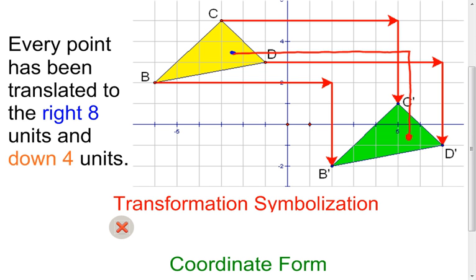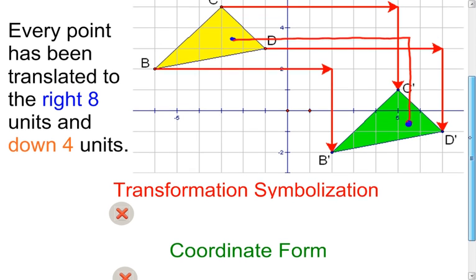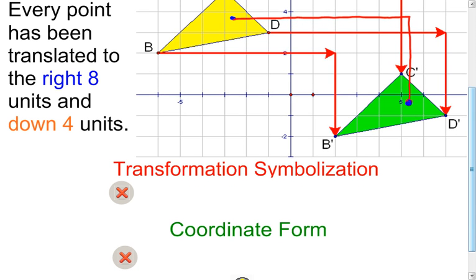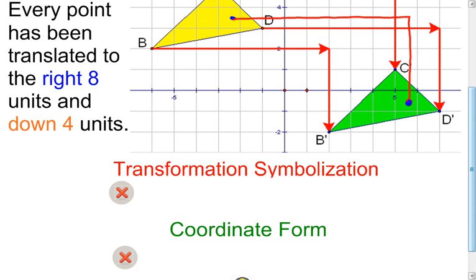of my blue point. So you can think of it this way. We go blue point to blue point, we have pre-image and image. So every single point has been translated to the right 8 and down 4. Now there's a couple different ways to show this mathematically.